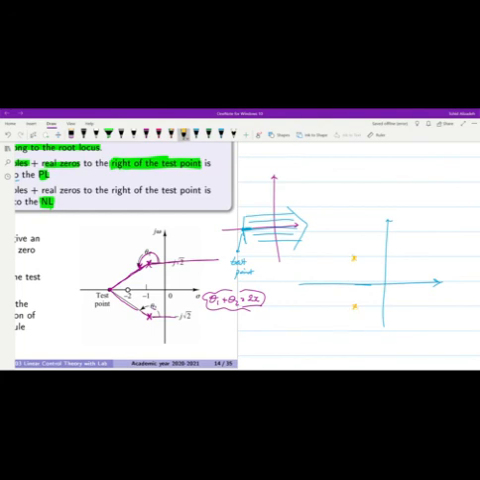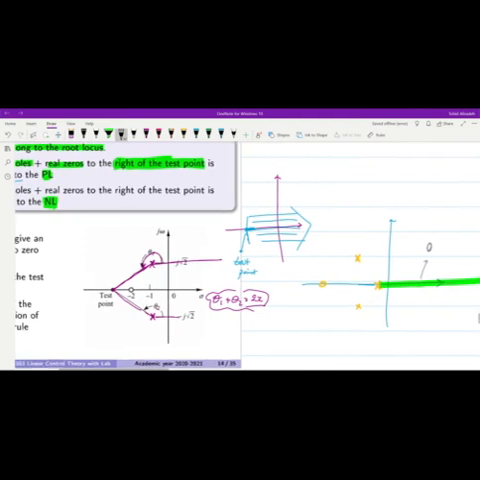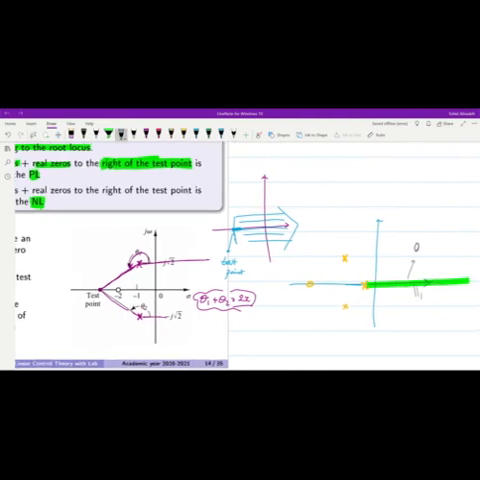Let's assume that here we have the poles and zeros. So 3 poles and 1 zero. I can consider this segment of the real axis, which is from the pole to plus infinity. If for any point on this segment we count the number of the poles and zeros to its right side, we will get the number which is equal to 0. And 0 is not an odd number, so this part will belong to the negative locus.